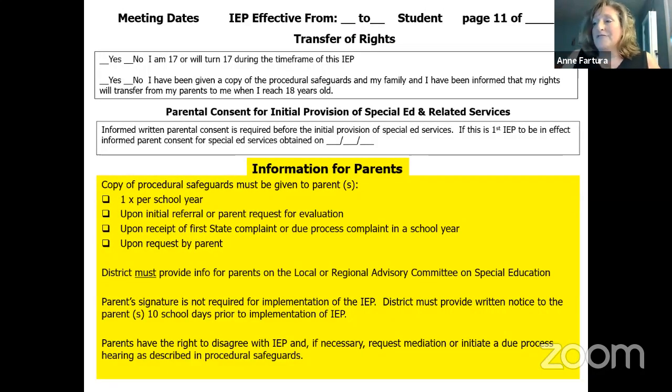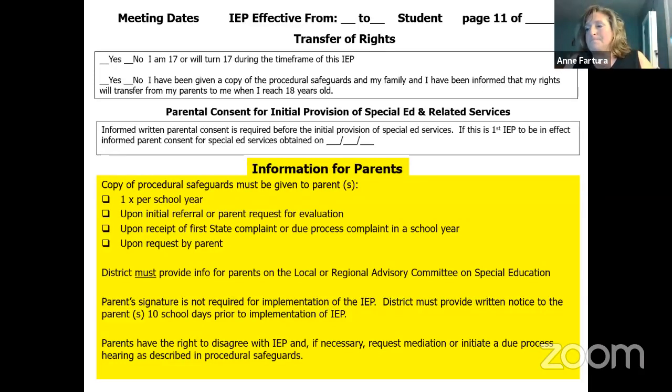Okay, so information for parents. The IEPs here make sure that families know that those procedural safeguards that we talked about are given to a parent at least these times. Once a year. Now, I'm sure everybody remembers being handed the booklet. Sometimes you have the right to say, no, I've got enough. Thank you, I'm all set. But they do need to provide it to you. Upon initial referral, or if a parent requests evaluations, then it needs to be provided to the parent. If a parent files for a state complaint or a due process complaint in which there's a disagreement, then that needs to be provided to the family. And then anytime a parent requests that.